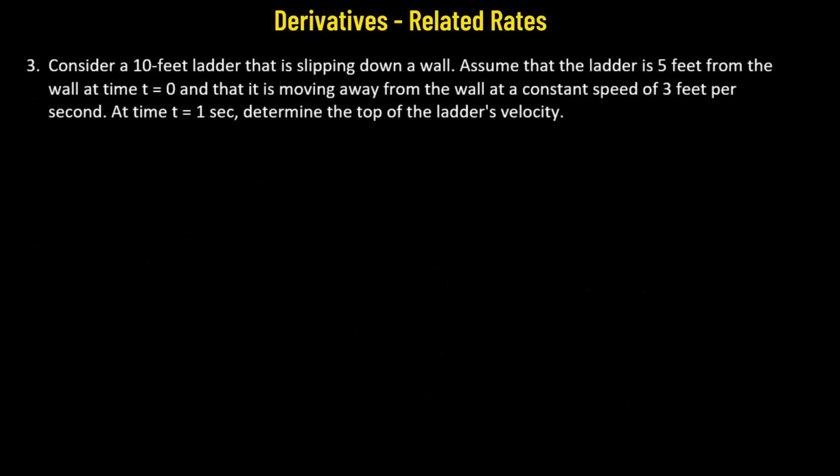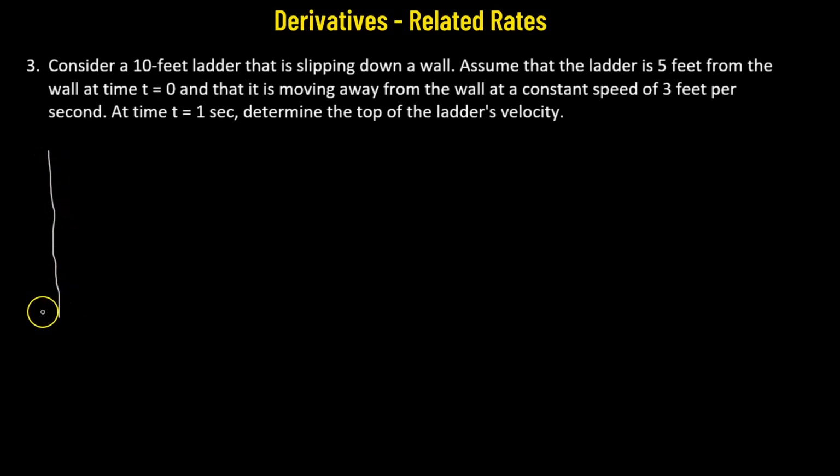Problem number 3. So we have a 3 feet ladder that is slipping down a wall. Assuming that the ladder is 5 feet from the wall at time t equals 0 and moving away from it with a constant speed of 3 feet per second, we need to find the top of the ladder's velocity at t equals 1 second. Let's try to illustrate this particular problem.